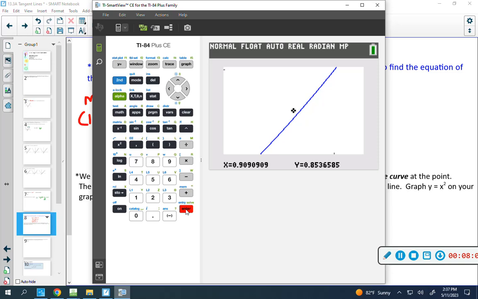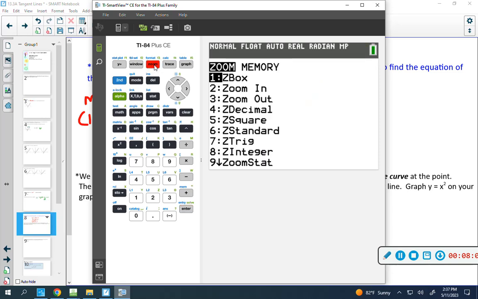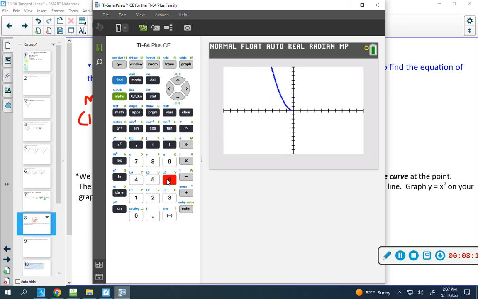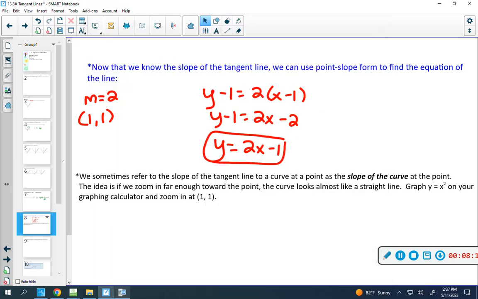Now, I've clearly just messed up your viewing window, so let's change it back to our normal 10 by 10. So I'm going to hit zoom, the top, and number 6. And there's our lovely parabola again. I didn't know if you knew how to zoom in, but I just wanted to show you that. If you zoom in enough, of course, it can almost look like a straight line.